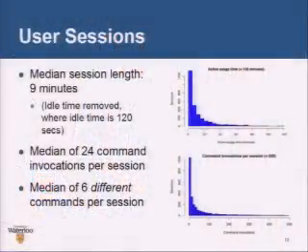All right, so to characterize their sessions, the median session length was 9 minutes, and this was with idle time removed. So we defined idle time as 120 seconds. This was a really conservative estimate of idle time. So people were not using the software for great lengths of time. In those sessions, they had a median of 24 command invocations per session, with a median of 6 different commands per session. So we're using medians because pretty much every single distribution we have looks like this, right?